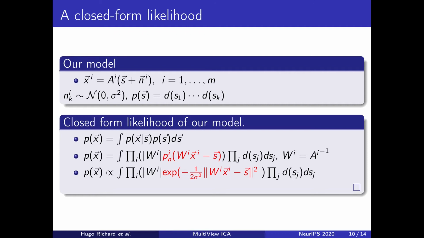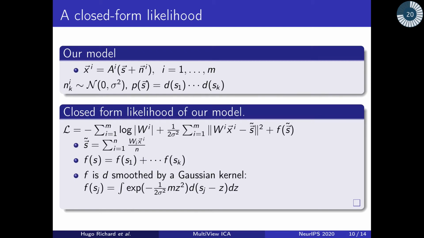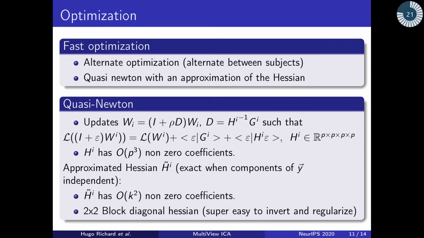Further computations available in our paper show that these one-dimensional integrals have a simple expression involving the initial densities smoothed with a Gaussian kernel. We then write the likelihood, which is minus log of p of x, and it is simple to evaluate. Interestingly, when m equals 1, we recover the usual likelihood of maximum likelihood ICA. Now that we have found the likelihood, we need to minimize it.